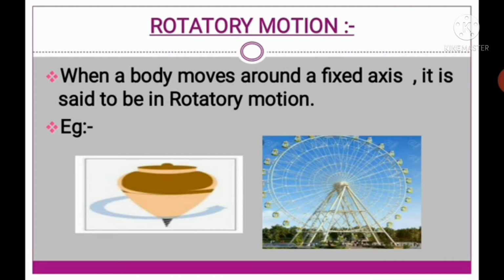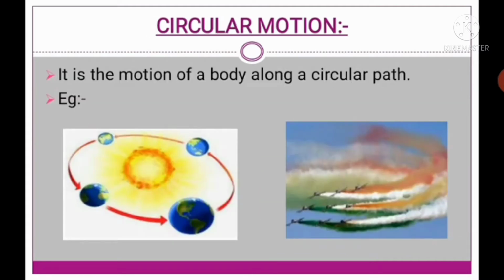So what is rotatory motion? A motion in which a body moves about a fixed axis without changing its position is called rotatory motion. And next is circular motion.